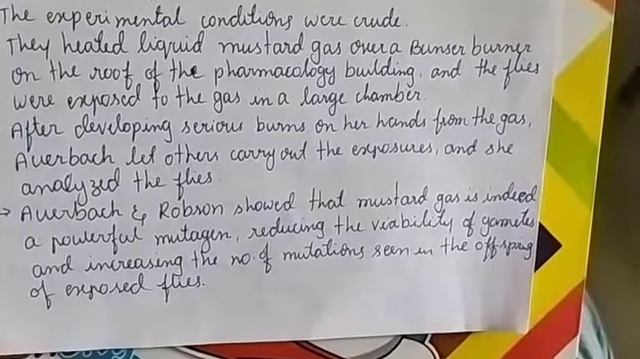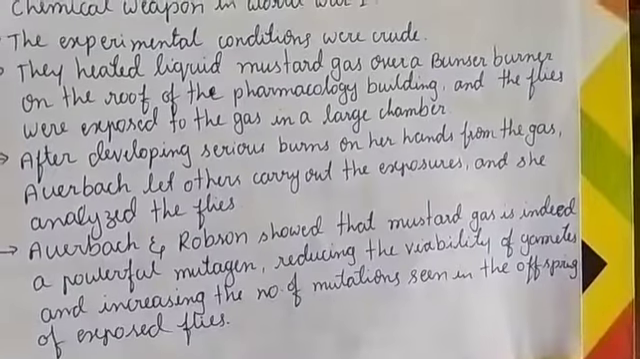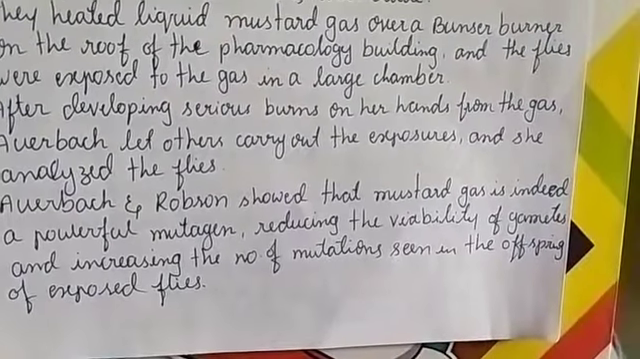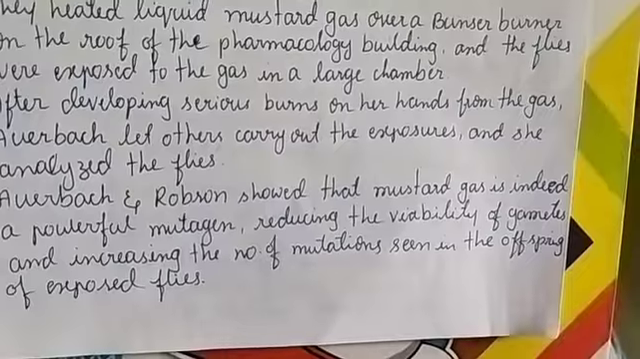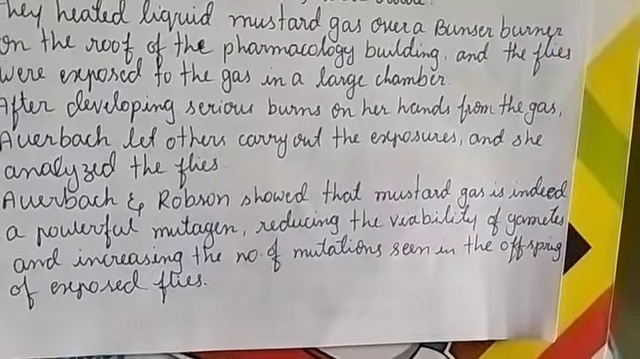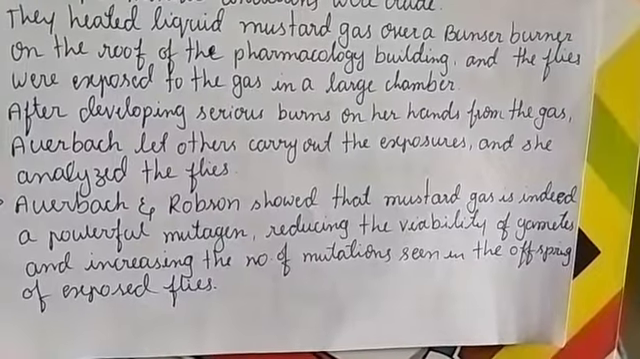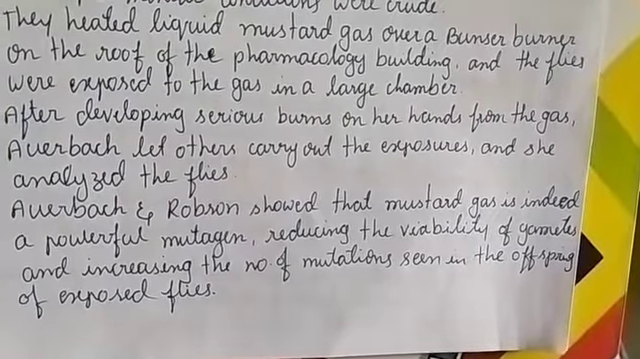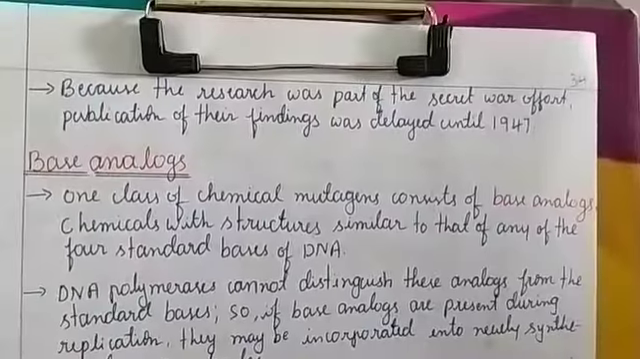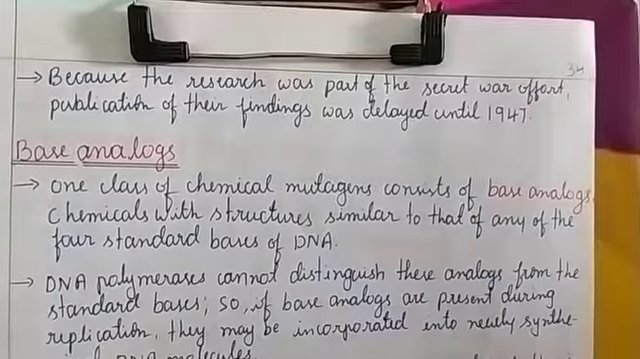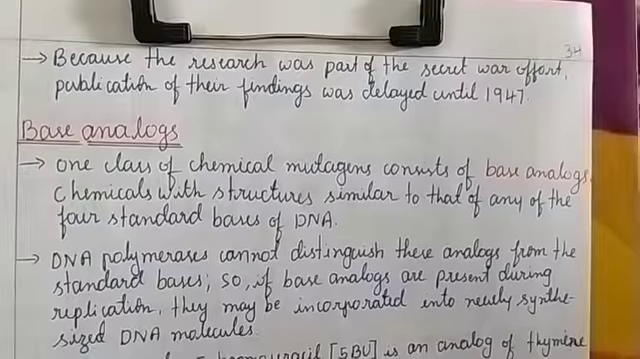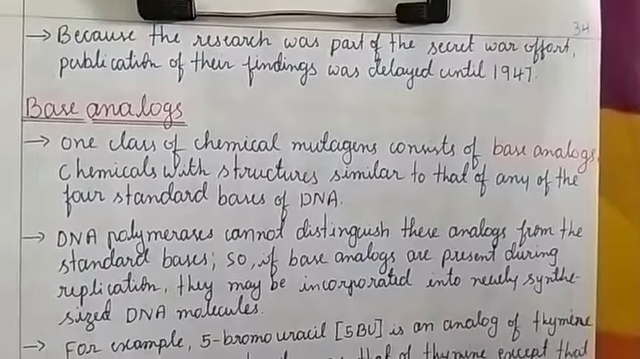Auerbach and Robson showed that mustard gas is indeed a powerful mutagen, reducing the viability of gametes, and an increased number of mutations was noted in the offspring of the exposed flies. Because the research was part of the secret war effort, publication of their findings was delayed until 1947.